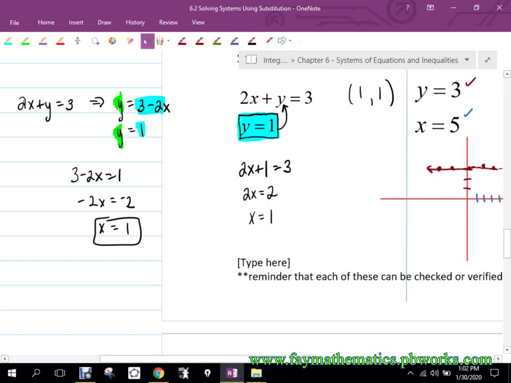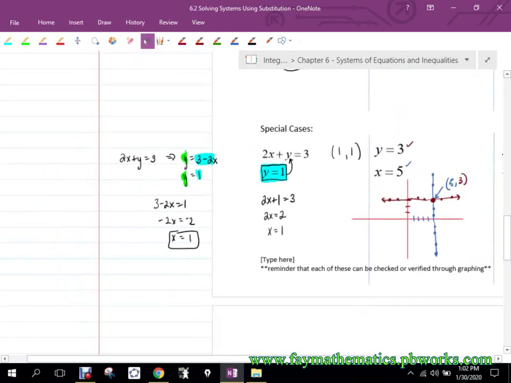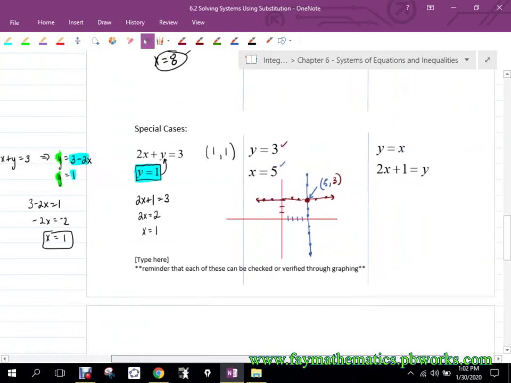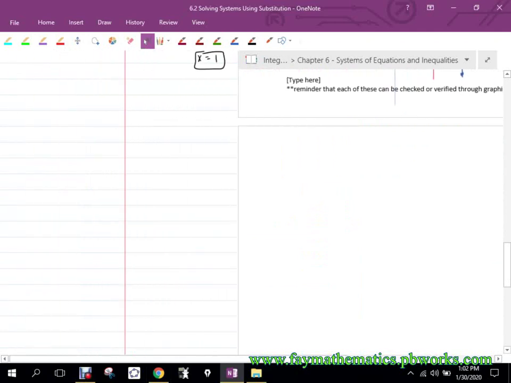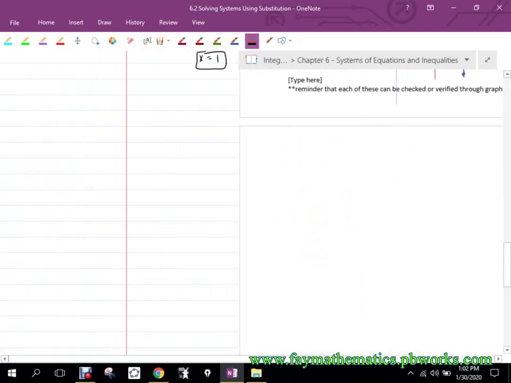Now, somebody in the last class, like I said, thought we always had to have y equals mx plus b for both of them. You can. But let's go back up to example 5 here. I'm just going to write it on the side. It was y equals x plus 3, and I think it was 3x plus 4y equals 7.